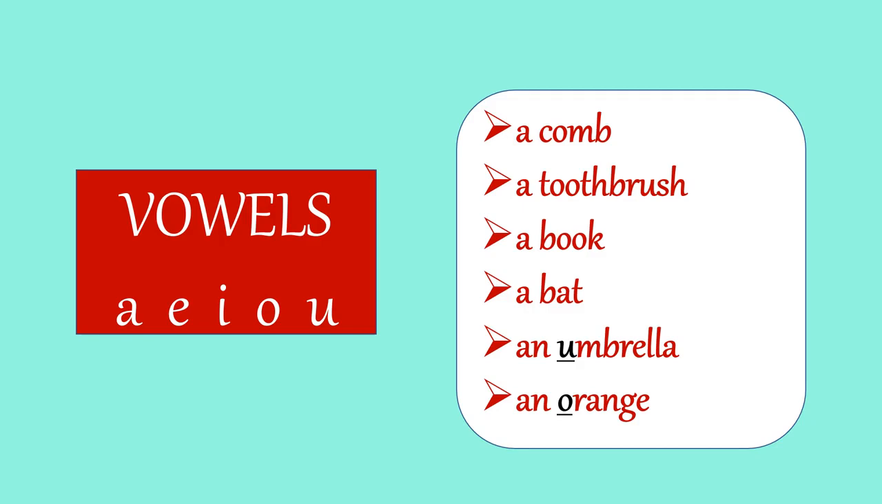Now let's have a look at my list. A comb, a toothbrush, a book, a bat, an umbrella, and an orange. Now if you notice, there are 4 words that have a before them and 2 words that have an before them. So if you see, umbrella and orange are starting with vowels and vowel sound. So that's why I have written an umbrella and an orange.